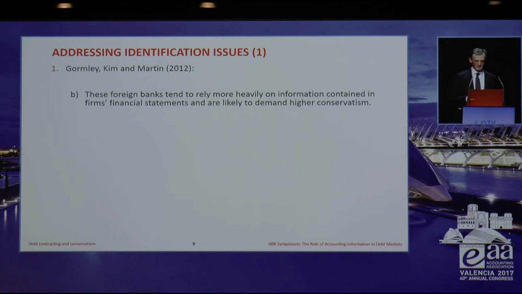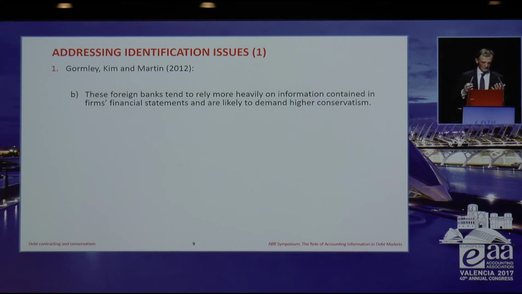First, foreign banks tend to be big, large, Citibank, JP Morgan, HSBC, etc. And initially, these banks have an information asymmetry with respect to local banks. They don't have as good a knowledge of the borrowers as the local banks. So they tend to rely more on information in the financial reports. And so they are likely to demand more conservatism.